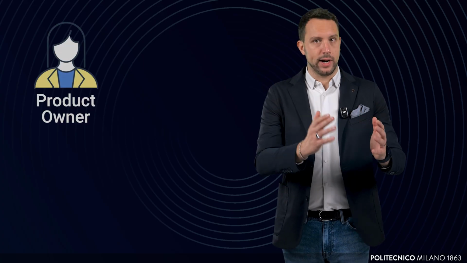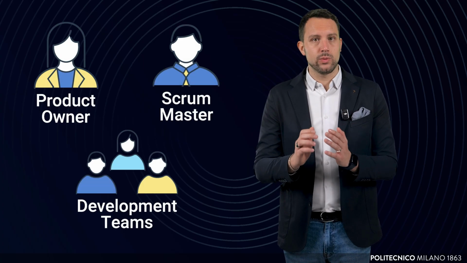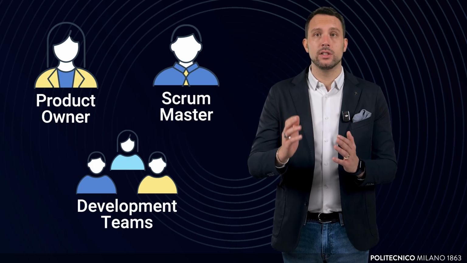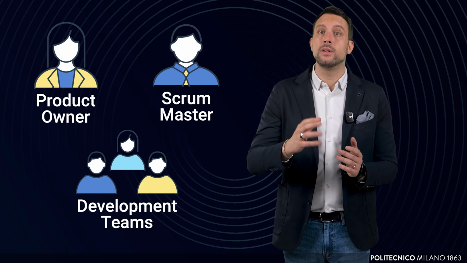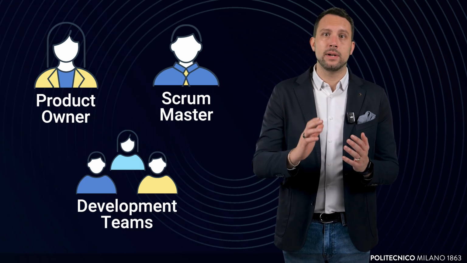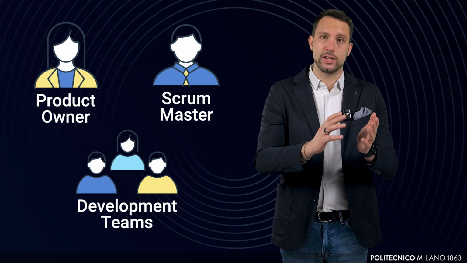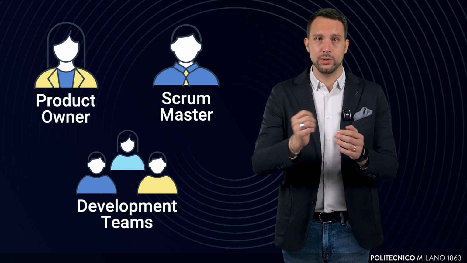In this lecture, we will introduce you to the three key roles that together form the backbone of a Scrum team: the product owner, the Scrum Master, and the development team. These roles are distinct yet interconnected, each critical to the success of a Scrum project. Together, they embody the collaborative spirit of agile methodologies, ensuring a balance between direction, facilitation, and execution.